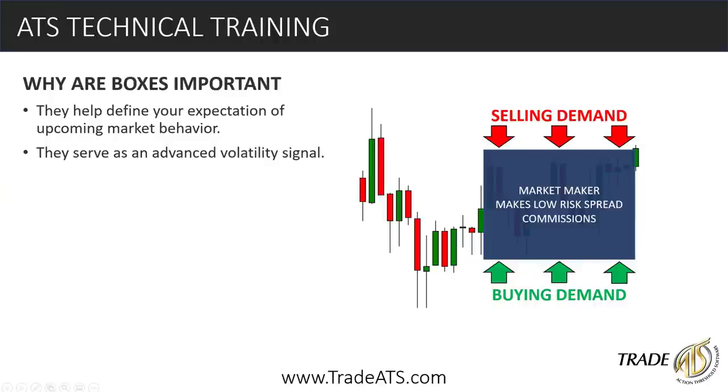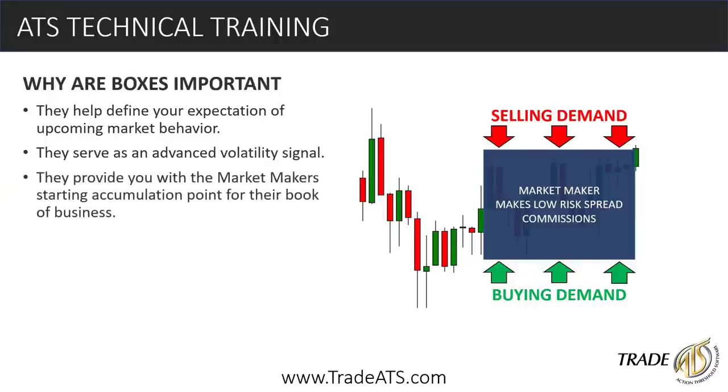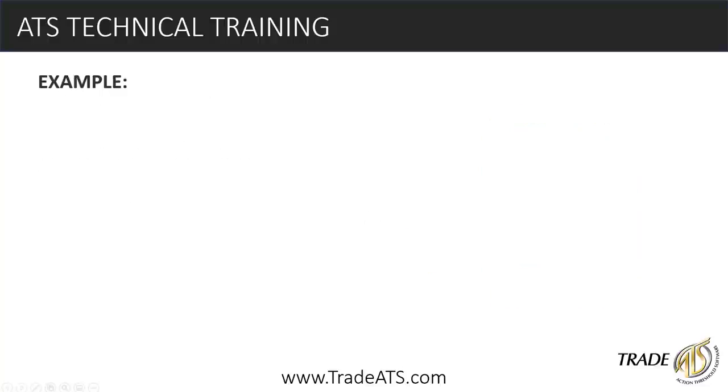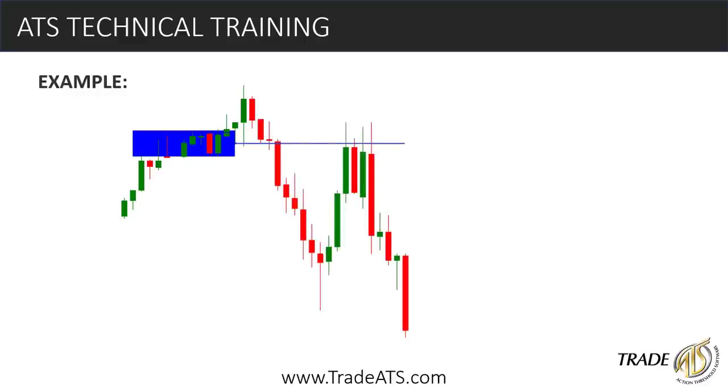Okay, so the next reason boxes are important is that they provide you with the market maker's starting accumulation point for their book of business. So let's take a look at another example here. Again, we have a box here. We had an expansion upward, came through, fell through the average price of that contraction period, came back up, held below, and then continued on down.